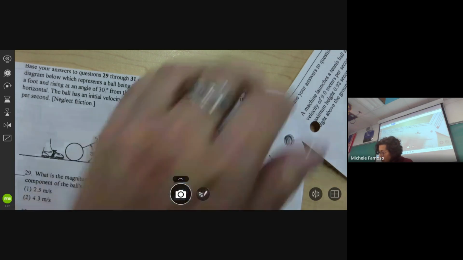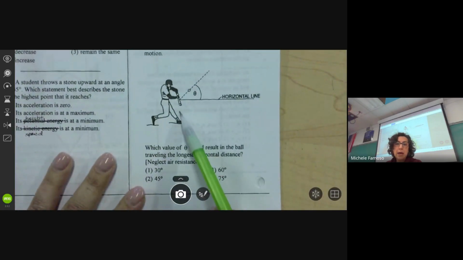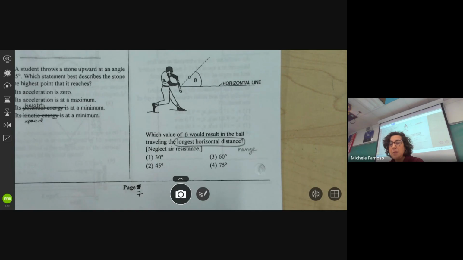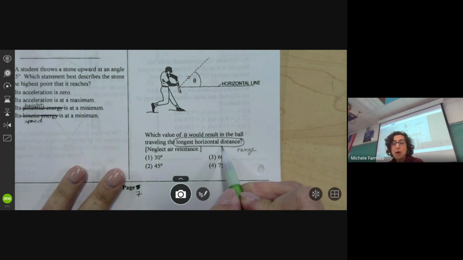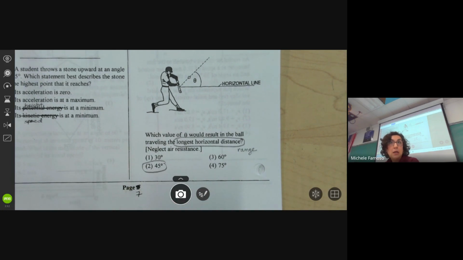34. Okay, let's look at 34, which is showing this baseball bat hitting this baseball at an angle. And I want to know which angle gives it the largest horizontal distance. That's the range. These angles we investigated in lab 11 with the PhET simulation. And we also talked about it in class. The one that always makes it go out the furthest is always 45. You just have to remember that. It's always 45, giving you the largest range, the largest dx.